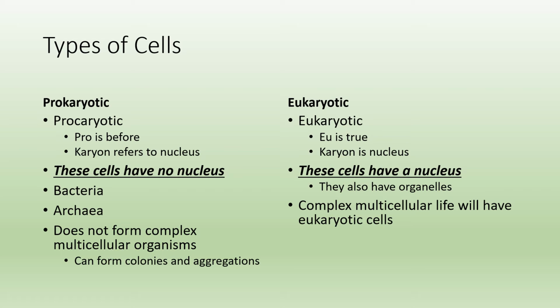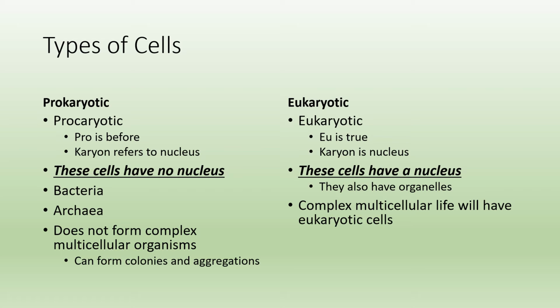That EU at the beginning means true, and karyon again is nucleus. Eukaryotic cells have a nucleus. That is the defining characteristic of eukaryotic cells. I'm going to say it again. Eukaryotic cells have a nucleus.